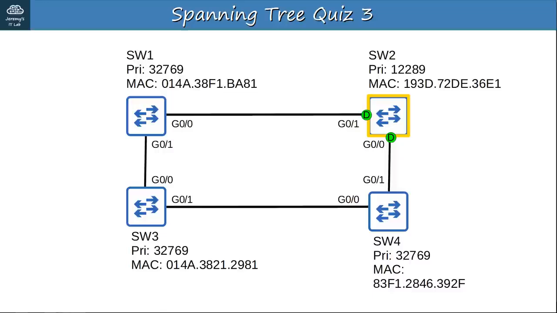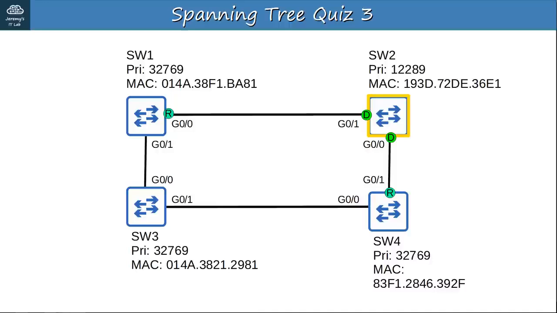Now, which ports will become root ports? All interfaces are gigabit Ethernet, so all have a cost of 4. Remember, if there is a tie in root cost, the switch will select the interface connected to the neighbor with the lowest bridge ID. So, pause the video here to think about your answer. Which ports will be selected as root ports? One on each switch. Okay, on switch 1 and switch 4, the answer is obvious. Switch 1's G00 and switch 4's G01 have a cost of 4, so they are selected.